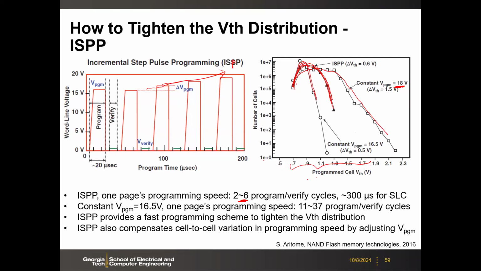However, to reach this kind of distribution, you need more than 30 program and verify cycles, because every time you move only a little bit. If you don't ramp up the voltage and use a constant small voltage, then you may wait for a long time. So that's why ISPP provides a good trade-off between the programming speed and the final distribution of the threshold voltage. That's why it's widely used for today's NAND flash programming, especially for the multi-level states.